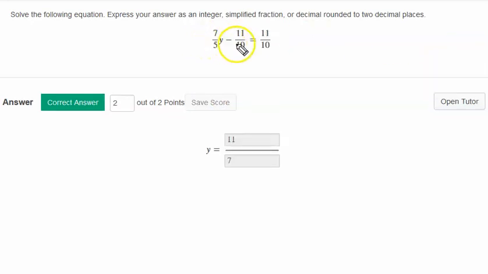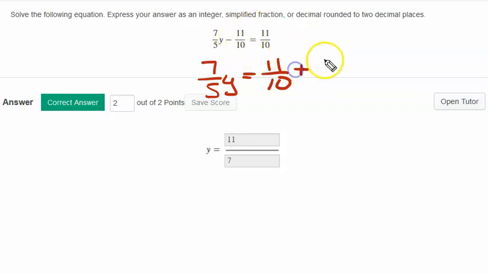Now for this one, could do it a couple of ways. One way is you write it out. Now I'm going to take this term, move it to the other side where it becomes a positive 11 tenths. Taking it from one side to the other.